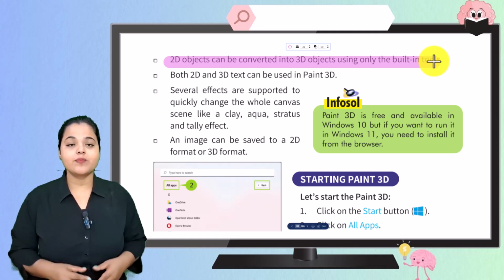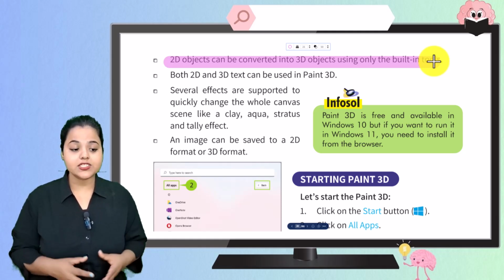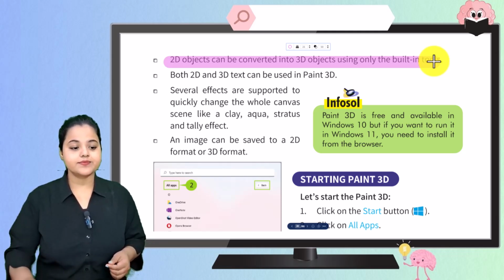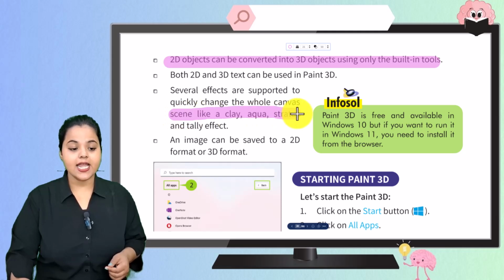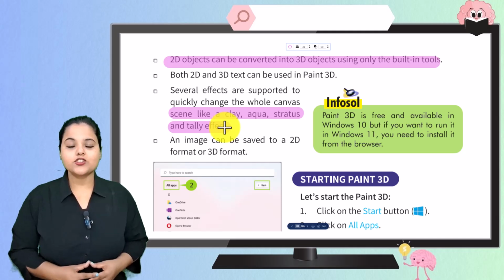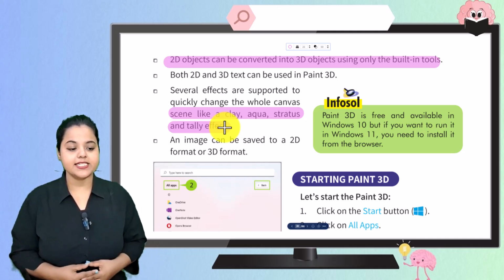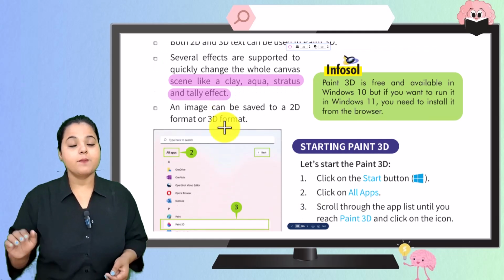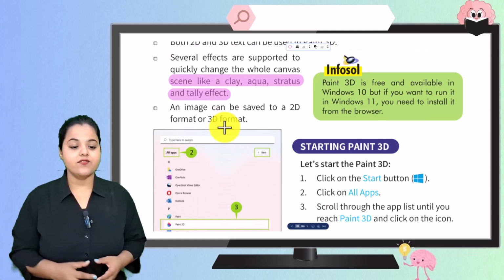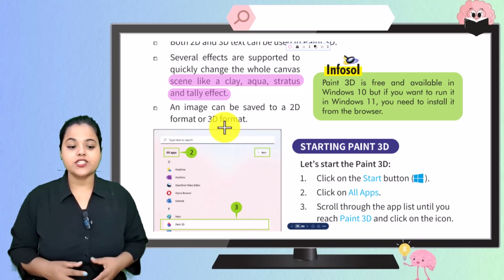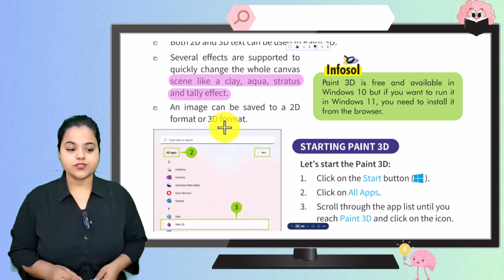Several effects बच्चों हम दे सकते हैं. Several effects are supported to quickly change the whole canvas scene, like clay, aqua, starters and teal effect. So बच्चों आप देख सकते हो number of effects we can provide to our painting. Then we have info. Paint 3D is free and available in Windows 10, but if you want to run it in Windows 11, you need to install it from the browser.